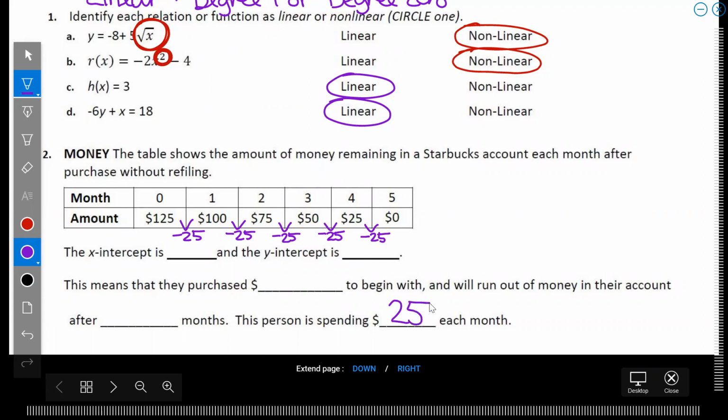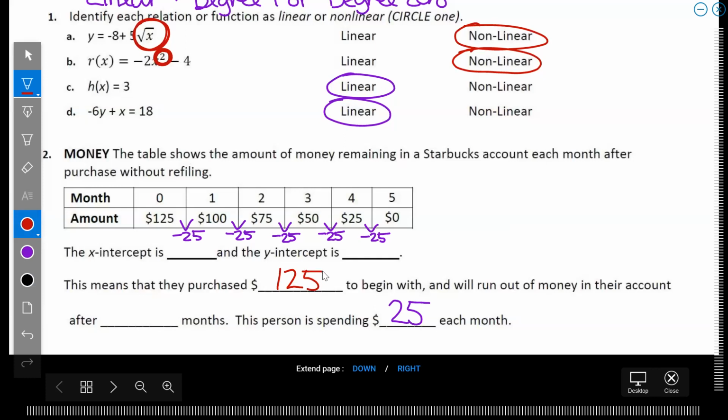Chase, you weren't wrong. Everything that you were answering was correct. I just wanted to know which one of these blanks we could fill in with that. So they're spending, their balance is going down each month. How much did they purchase to begin with? $125. That is the initial amount, the starting amount.